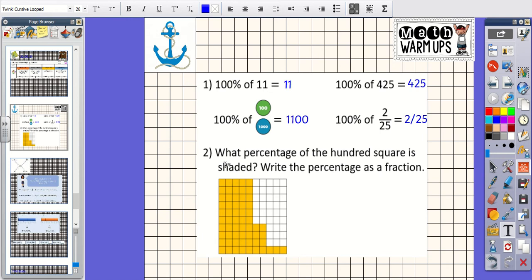Okay? So let's have a look at this number 2. What percentage of the 100 square is shaded? Write the percentage as a fraction. So we have got 10, 20, 30, 40, 50, 52, 54, 56, 58, 59, 60, 61. So 61 out of 100 is shaded. We know percentage means out of 100, so that must mean that percentage is 61%. And we've written the fraction first, and then we've done the percentage. It's fine, okay, as long as you complete both of those.